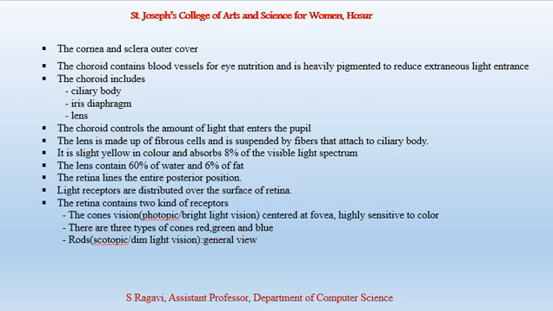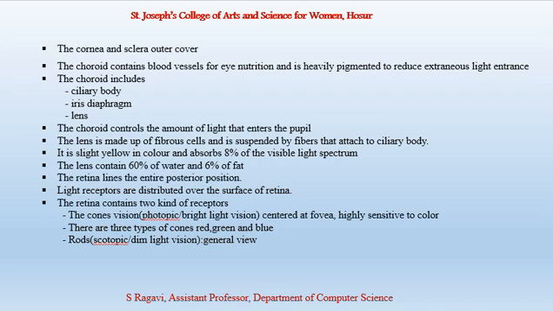The human eye includes the cornea and sclera as an outer membrane. The choroid contains the blood vessels which are necessary for eye nutrition, and this element is pigmented in order to reduce the light entrance. Next, the choroid also includes the ciliary body, iris diaphragm and the lens. The iris controls the amount of light that enters the pupil.